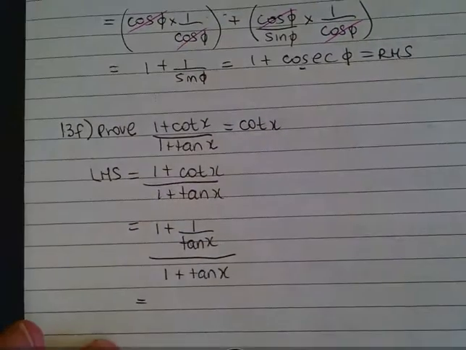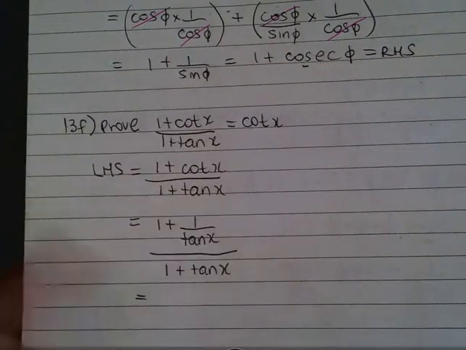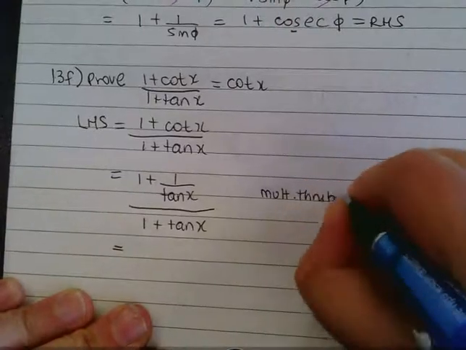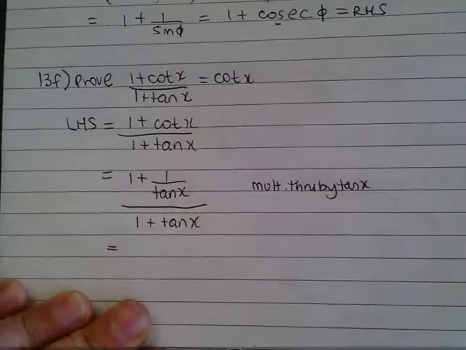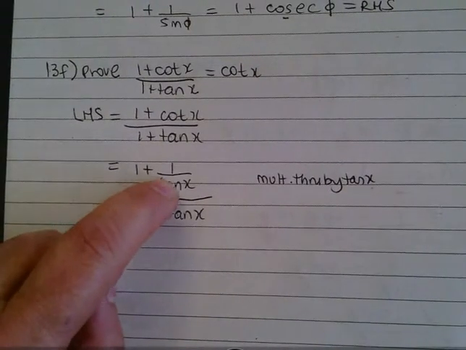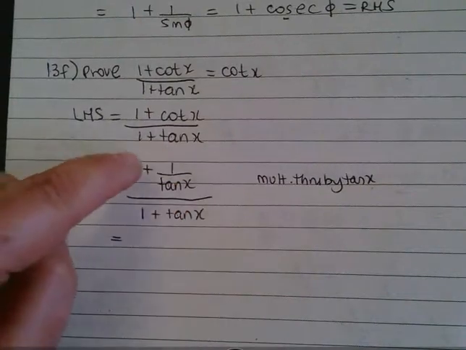Girls, you need to do something. You can't have 1 plus a fraction divided by this. What do you think you need to do with the numerator? There's a couple of things you can do here. Multiplying through by tan x. What we're really doing is multiplying the numerator and the denominator by tan x, because we look at the denominator and that's what we want to get rid of. So the lowest common denominator of all this is the tan x.